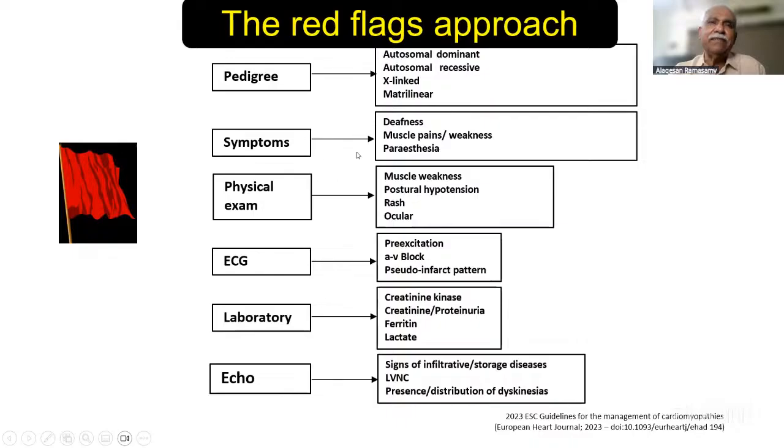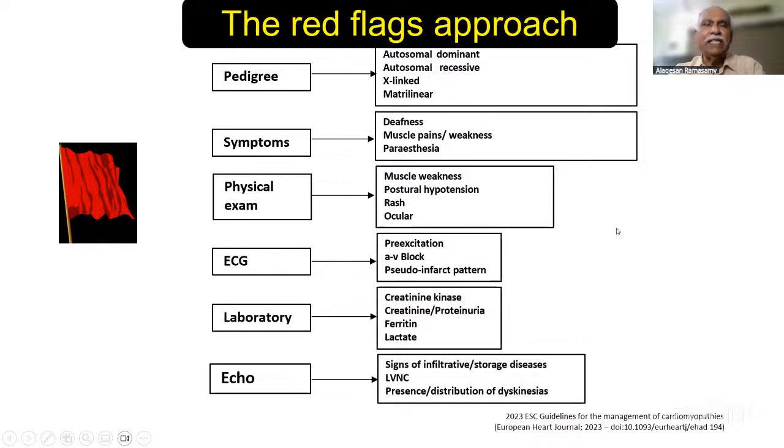Then assess the symptoms. If there are other symptoms like paresthesia, deafness, etc., then we have to think in terms of other causes. Physical examination showing some malformation of the face or some postural hypotension, ocular malformations, etc., will give you a clue. The ECG abnormalities also, if there is a pre-excitation syndrome or AV block or a pseudo-infarct pattern, can point to certain types of hypertrophy. And laboratory tests and echocardiographic findings can give you some idea about the other causes of left ventricular hypertrophy.